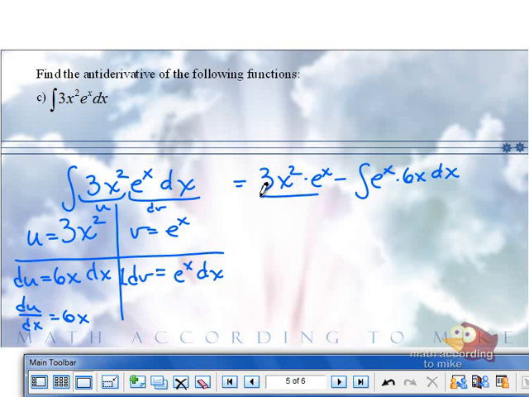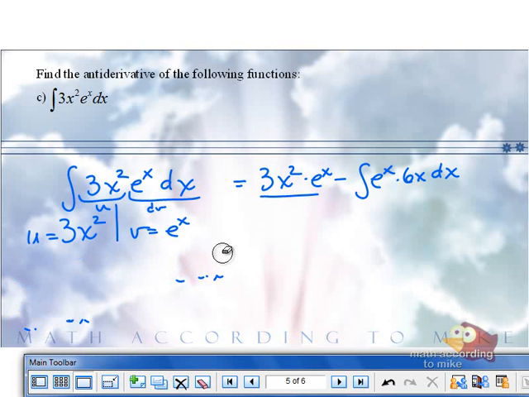Okay, and for sake of space, I'm going to erase that table and we're going to start all over again. But now we're only looking at that second integral.